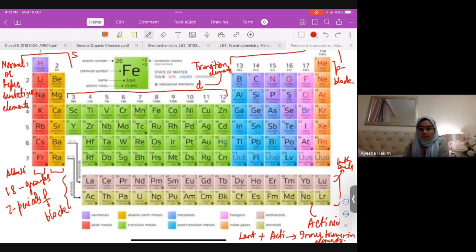I was just taking this periodic table because I just wanted to know how much you know in that. Okay, so then we can understand the periodicity or periodic properties.